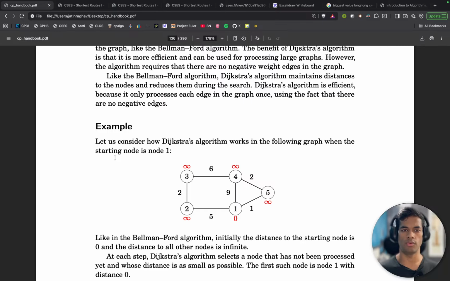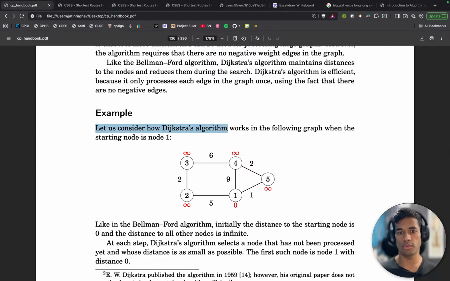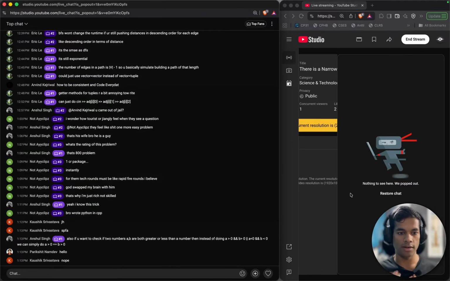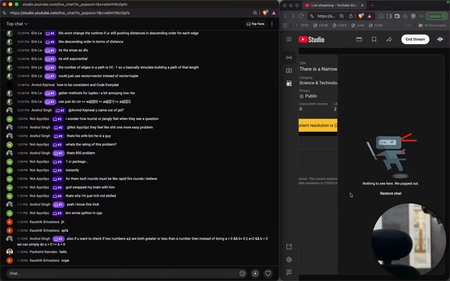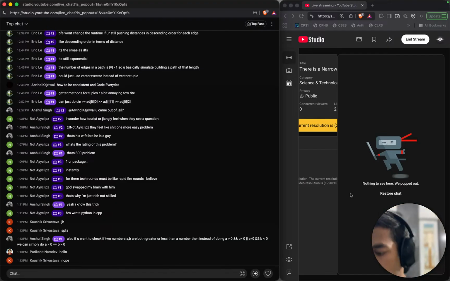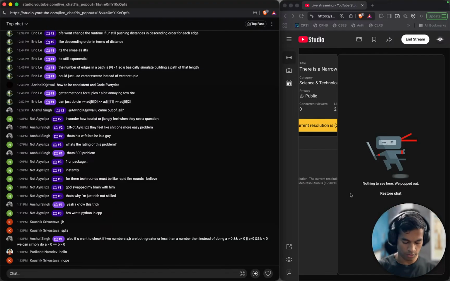That is beautiful. Let us consider how Dijkstra's algorithm works in the following graph when the starting node is 1. This is the starting node, and let me turn off the fan. One minute. And now we are at Dijkstra's algorithm.